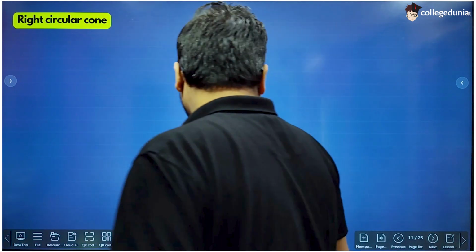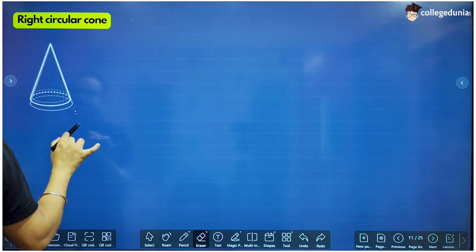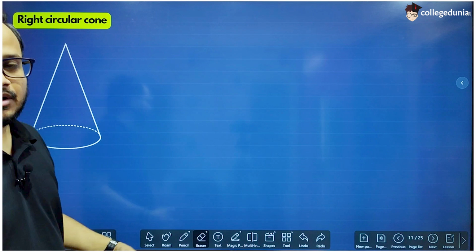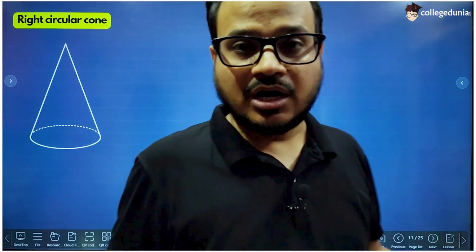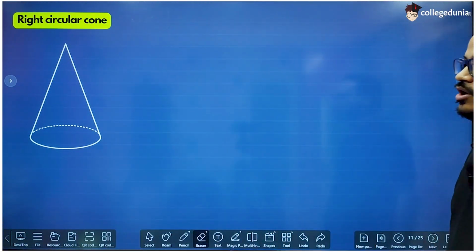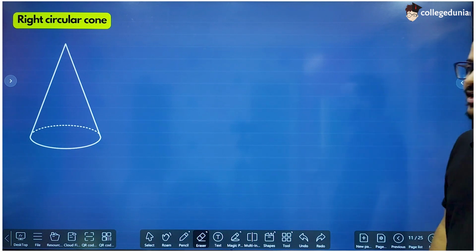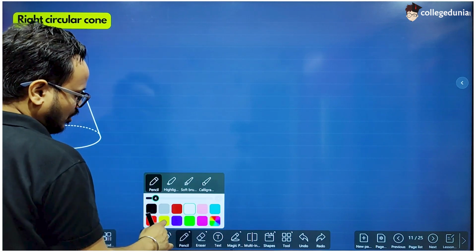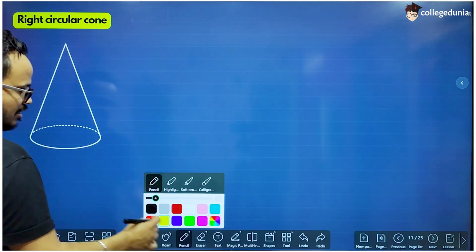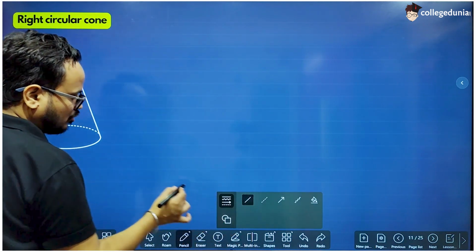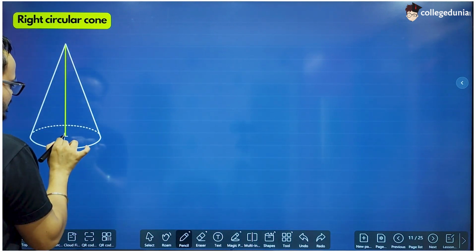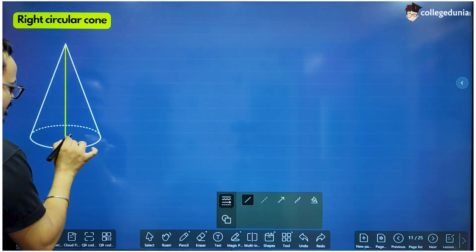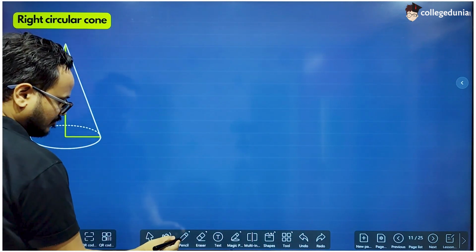Right circular cone. What is a right circular cone? A shape like this is a right circular cone. We all have seen the birthday caps or the parking cones which are placed on roads. Orange color, see. So that shape is called the cone. And why is it called the right circular cone? Same reason, because the radius and height of the cone are perpendicular to each other. This is the height and this is the radius, and angle between radius and height is 90 degree.